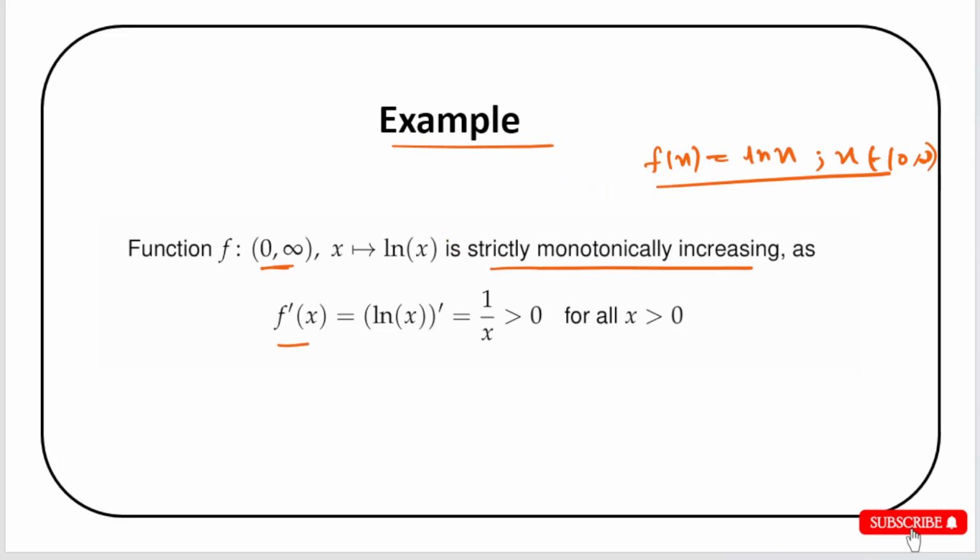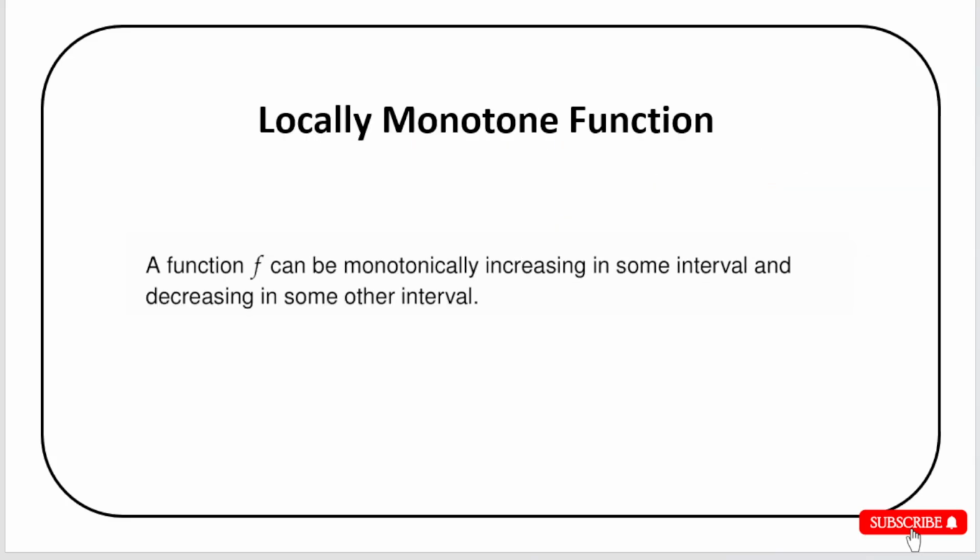So pretty simply you have to find out the slope of the function, that is the first derivative. F prime x, the first derivative, will give you the slope of the function, and if you do that you will get 1 upon x, which is strictly greater than 0 for all x greater than 0, and this is the domain. So you have to check in the domain of the function. In this particular domain the first derivative is strictly positive, so it is a strictly monotonically increasing function. Okay.